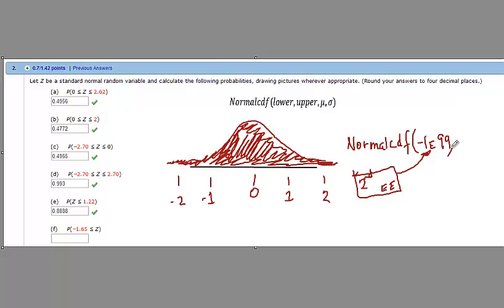Your upper on that one is 1.22. Once again, your mean is 0, standard deviation is 1. Key that in and you'll get that value there. And then F is very simple.